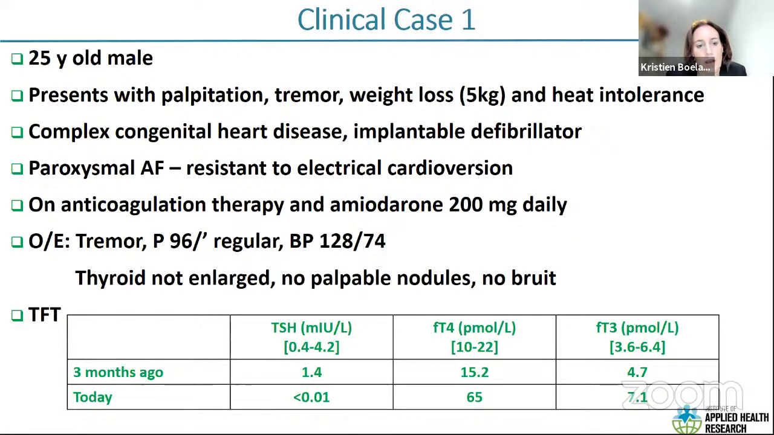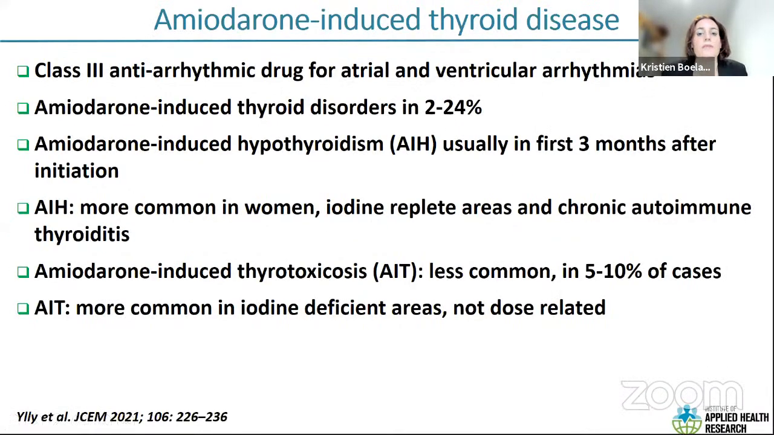He has a tremor, a pulse of 96, a normal blood pressure. His thyroid is not enlarged. He has no palpable thyroid nodules, and there is no thyroid bruit. And you can see that his thyroid function 3 months ago was normal, whereas today he has an undetectable serum TSH, a significantly raised free T4, and a T3 that is much less raised.